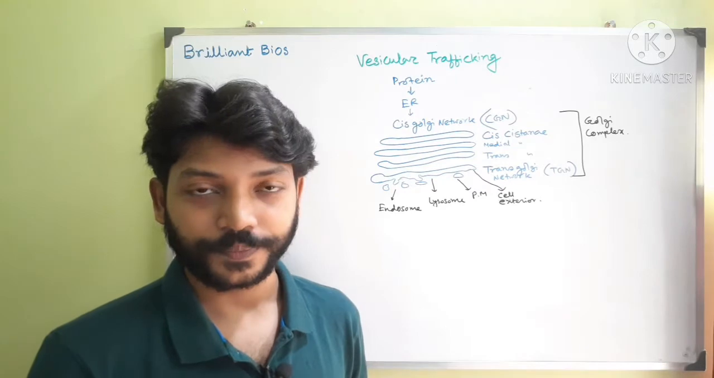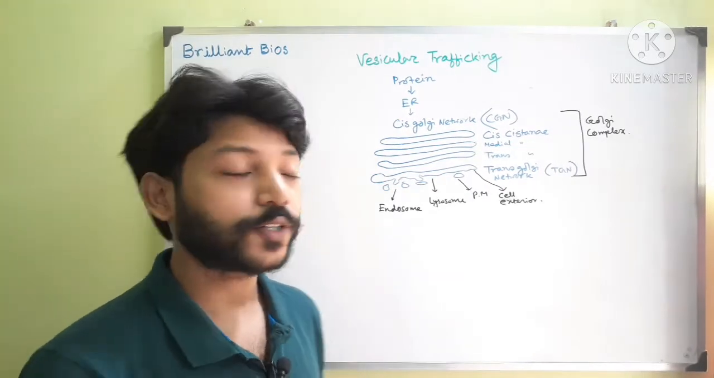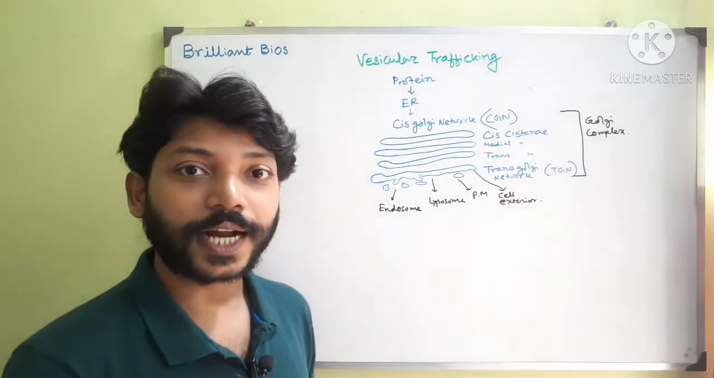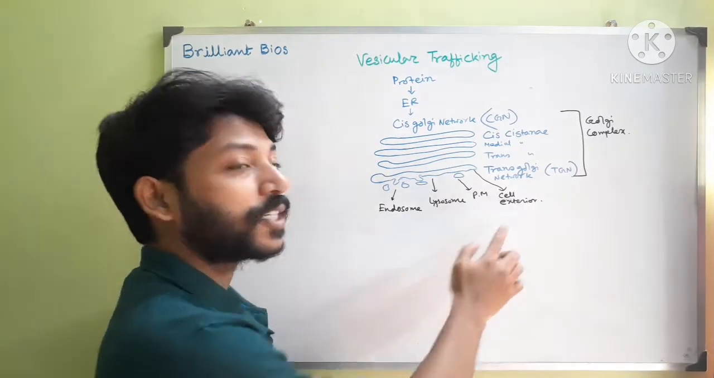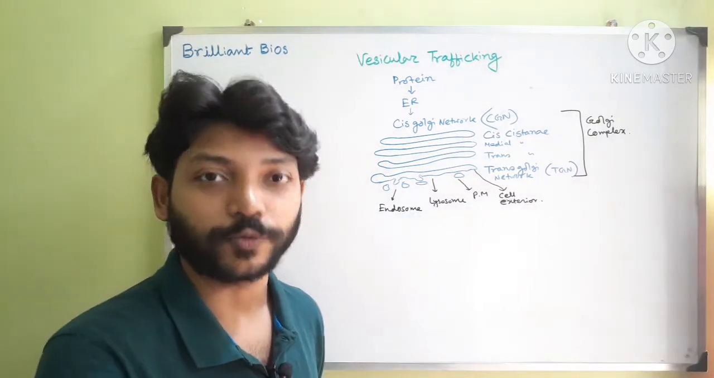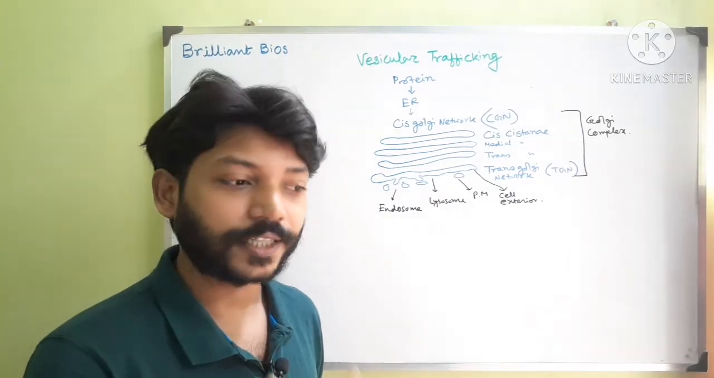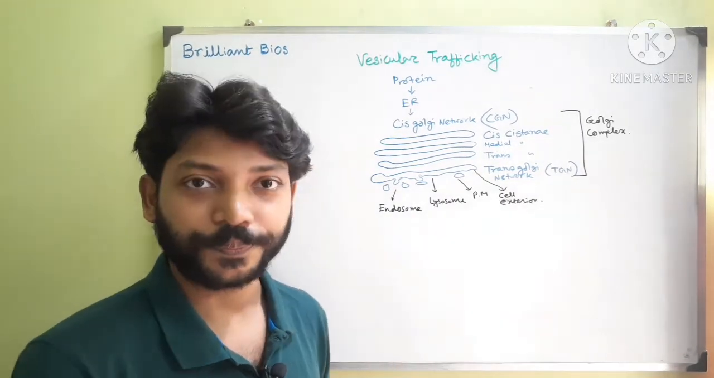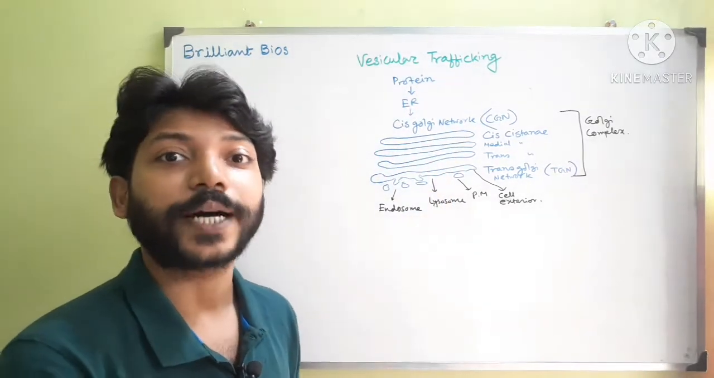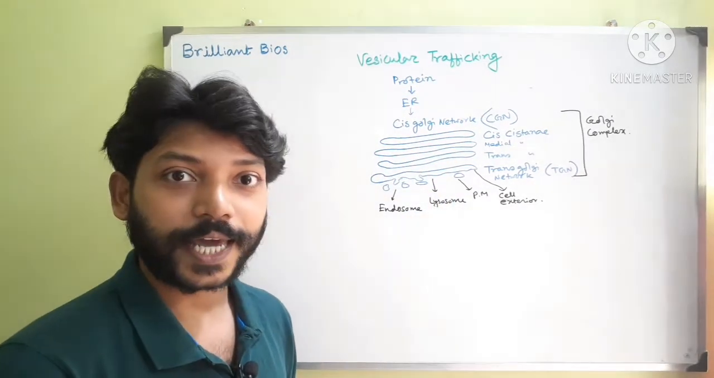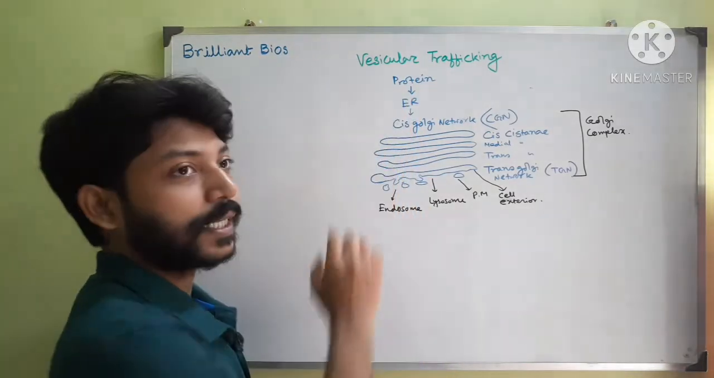In my first video, I have mentioned that this vesicular trafficking is nothing but the secretory pathway of proteins. Why is it called the secretory pathway? Because in this process, the proteins are destined to different locations, and one of the destinations is the cell exterior. That means the protein will be secreted out. So this process is named the secretory pathway. This is also known as vesicular trafficking because during this secretory pathway, the process is actually carried out by vesicles.